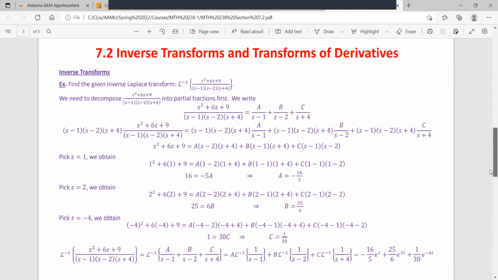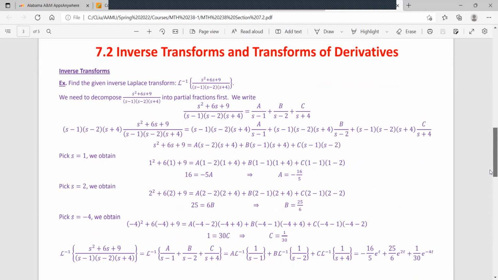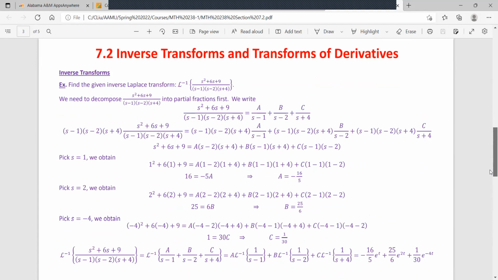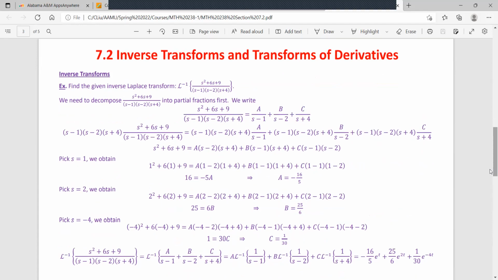Okay, let's do another example. This time it's a little more steps, but essentially, we're doing the same kind of problem. So we need to find the given inverse Laplace transform of this function: s squared plus 6s plus 9 over s minus 1 times s minus 2 times s plus 4 in the denominator.